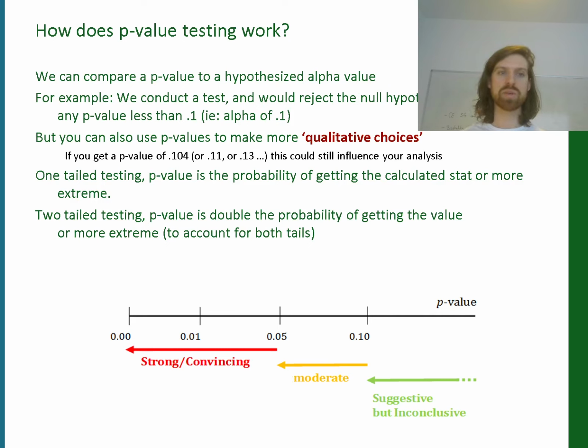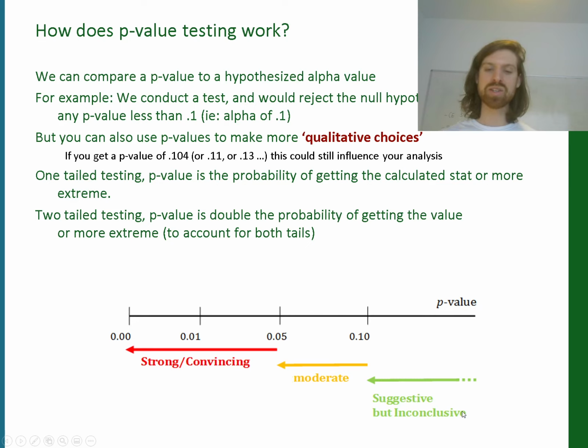So how does the p-value work in testing? We can compare the p-value to our hypothesized alpha value. For example, we conduct a test and would reject the null hypothesis when we get any p-value less than 0.1. But you can also use p-values to make more qualitative choices. It's kind of indicative. You're in this murky area down here of suggestive but inconclusive results, and so you don't have a significant finding.